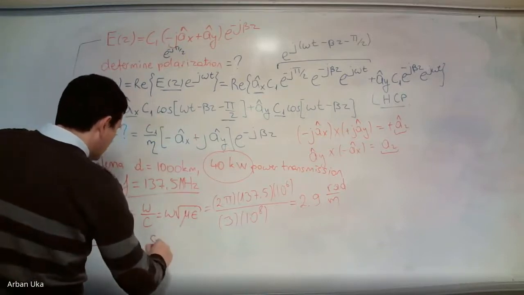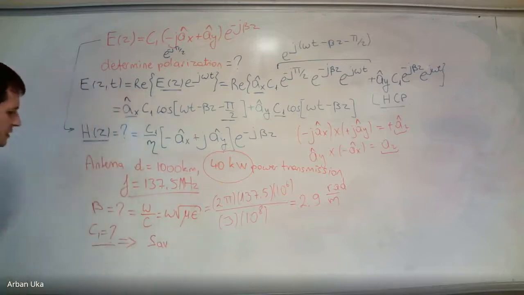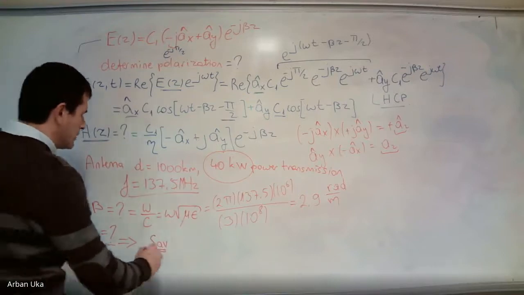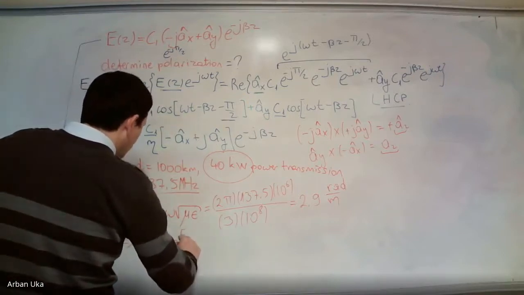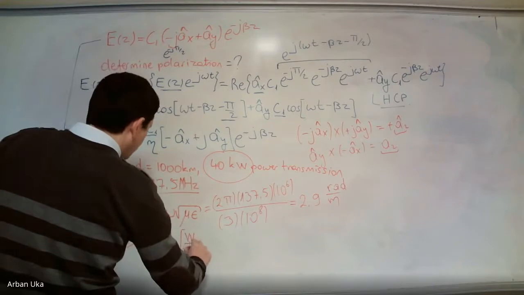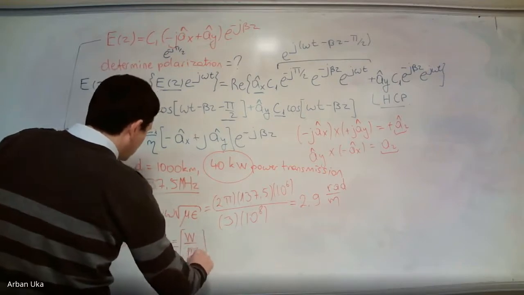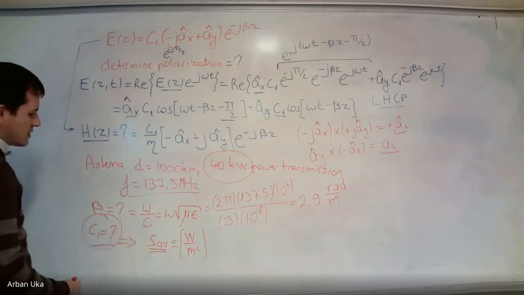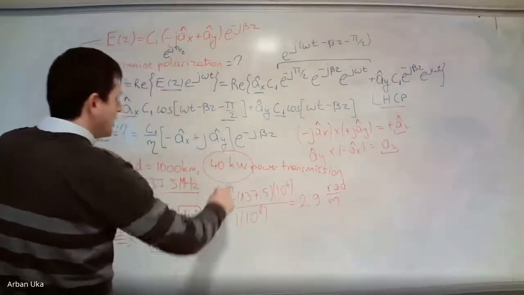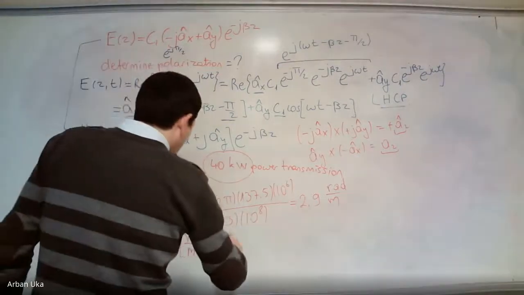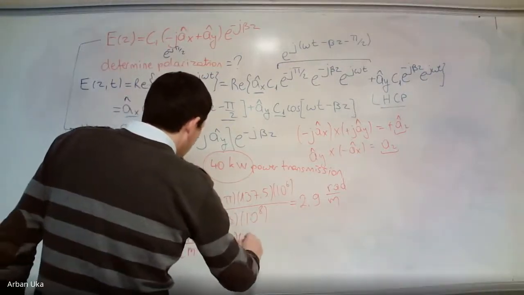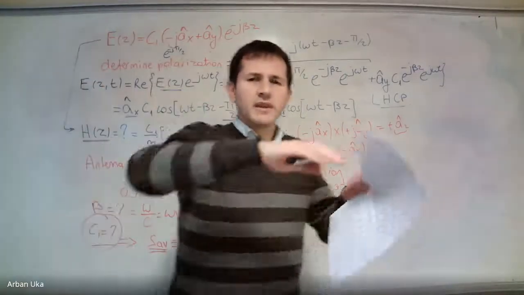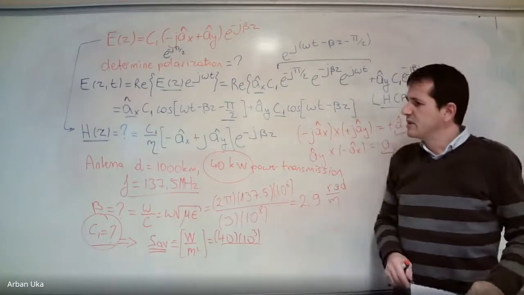So here we can say what is the time average power density. Time average power density is a quantity which has units, let's write here equivalent, which is watt per meter square. So we want to find this number, right? But let's first determine this. And this would be equal to the total power which is transmitted, 40 kilowatt, which is 40 times 10 to the power 3, divided by the total area where this energy is being distributed.